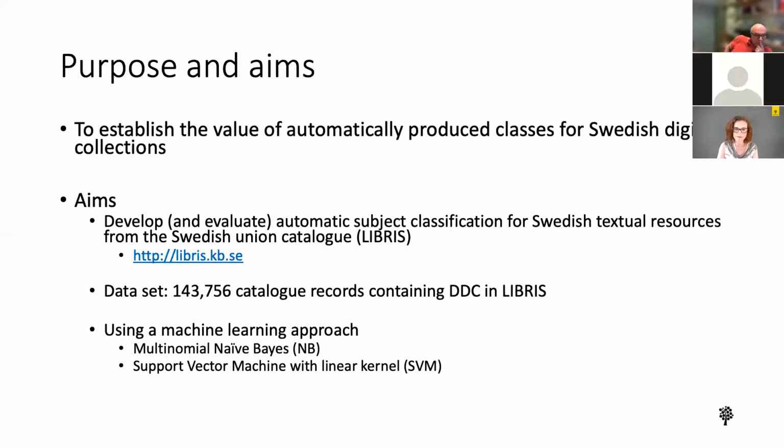Specifically, we aimed to develop and evaluate an approach to automatic subject classification for Swedish textual resources based on the Swedish Union Catalog. The data set included over 140,000 catalog records that all contained DDC at the time. That was done in 2018, and we're still working on it, so unfortunately we don't have results to present for you today. Here we used the most common approach to text categorization, and that's supervised machine learning. Specifically, two algorithms were applied, naive Bayes and support vector machine.